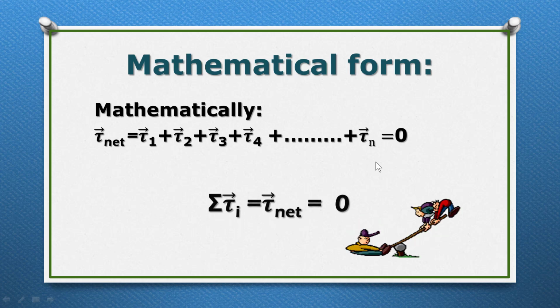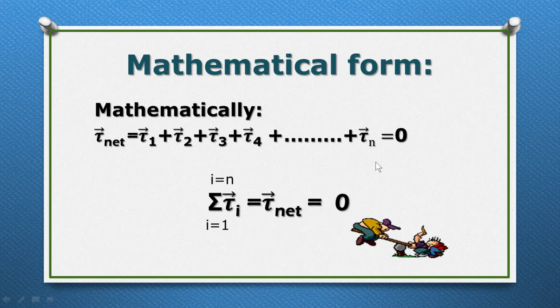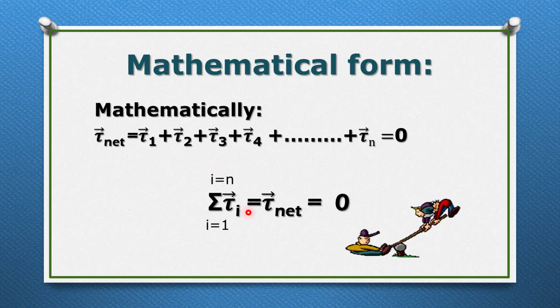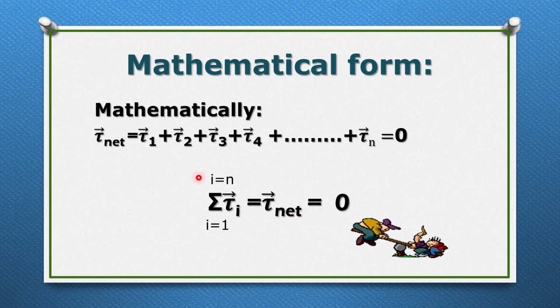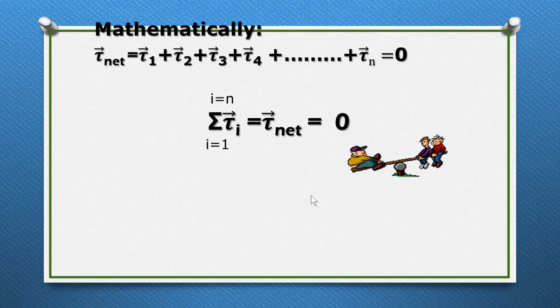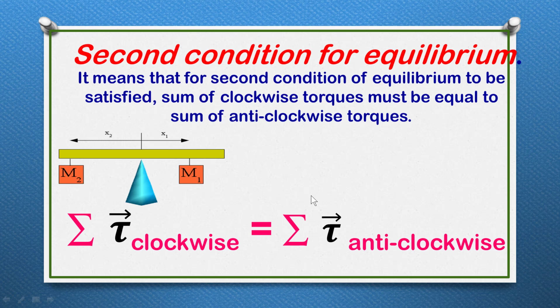Or we can write it in the form of summation of tau i, where i goes from 1 to n, which is equal to tau net, which is equal to 0. So the sum of all the torques acting on a body must be 0 to fulfill the second condition of equilibrium. It means that for the second condition to be satisfied, the sum of clockwise torques must be equal to the sum of anti-clockwise torques.